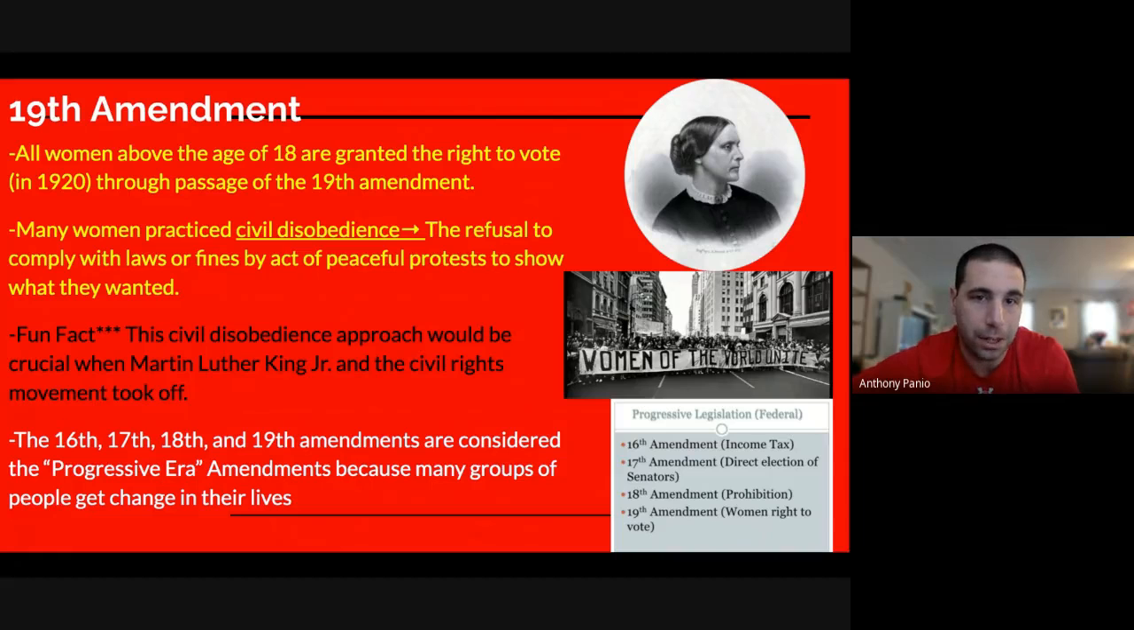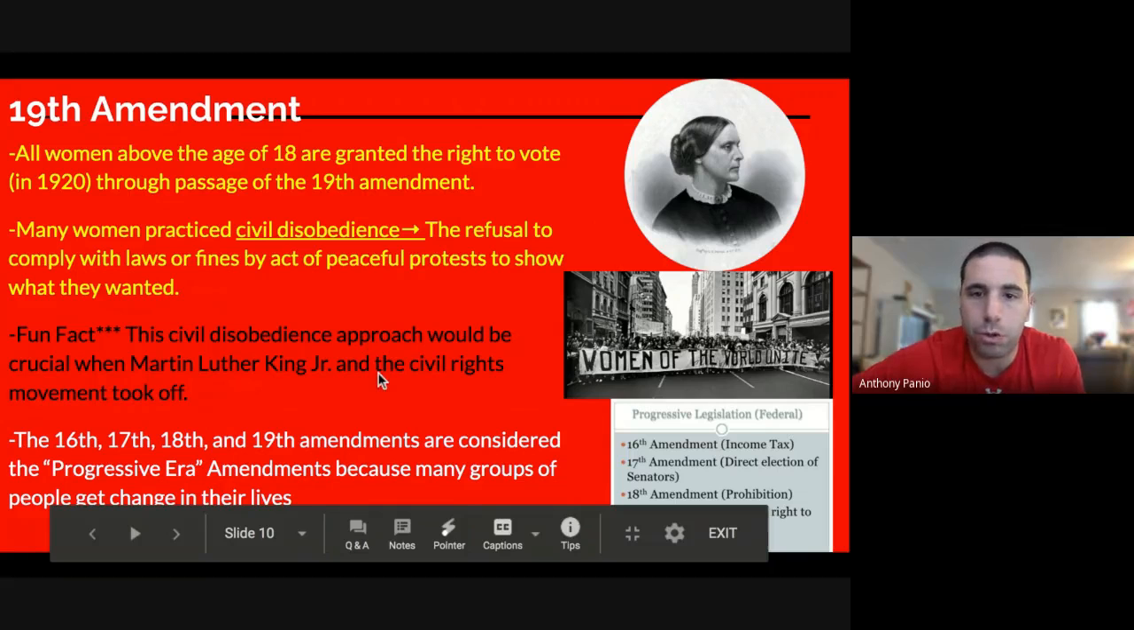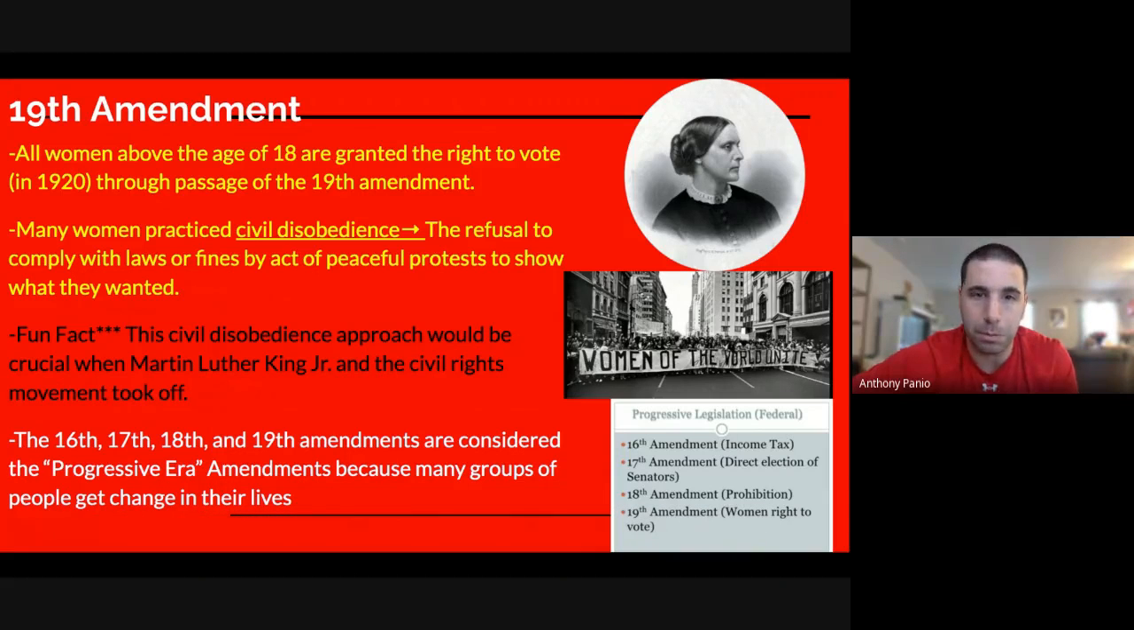All right. And just as a side note, this civil disobedience approach would be crucial when Martin Luther King and Rosa Parks and the civil rights movement takes off, something that we'll learn about later on this year, where African Americans are trying to get more equality and end segregation. Martin Luther King will take a very similar approach throughout this time. All right. So, keep this in mind. Women would obviously go through this and kind of follow the same thing.